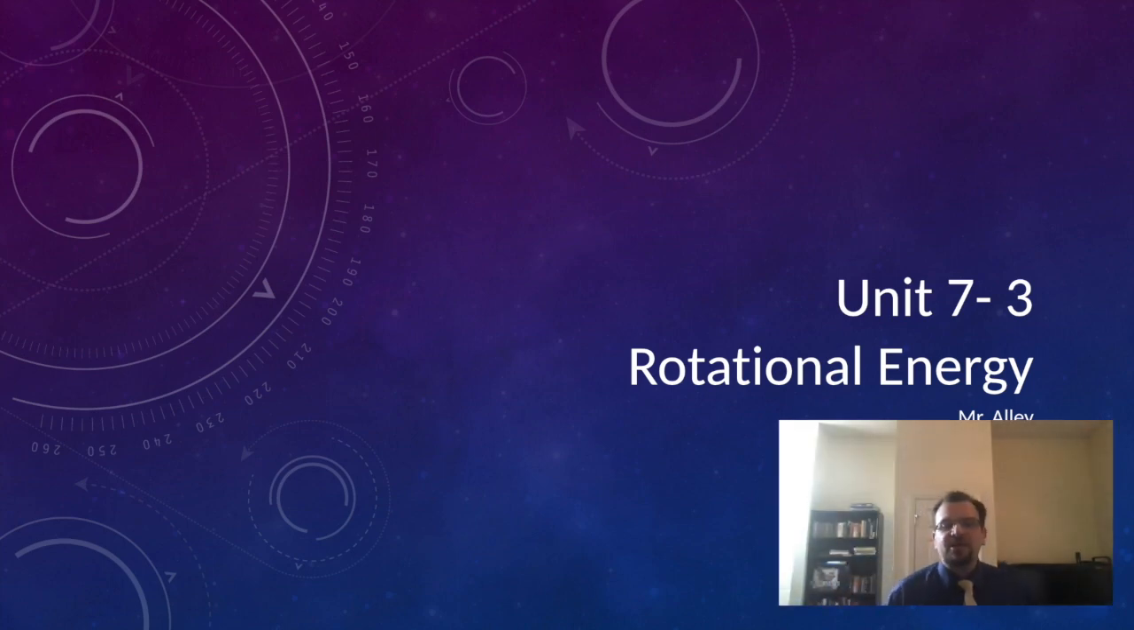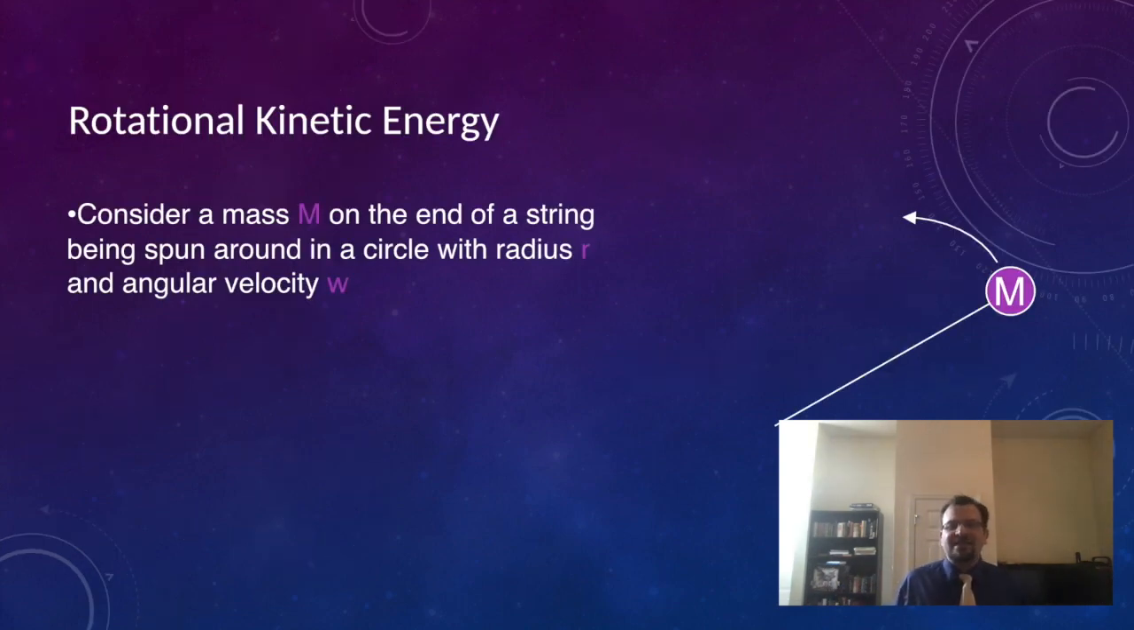So today we're going to be talking about rotational energy, which is going to be our third lesson on rotational motion. So consider a mass m on the end of a string that's being spun around in a circle with radius r and an angular velocity omega. So let's take a look at this from a linear point of view, and then we'll translate that into rotational.